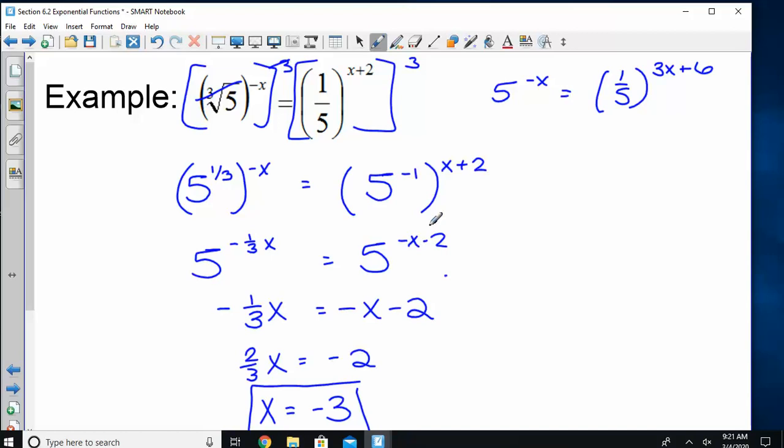Then what would you do with, oh, never mind, that was the other question. And then you just change 5 to the 1/5 to 5 to the negative 1, and then go through like we did. Yeah, Montana? Yes. Anything else?